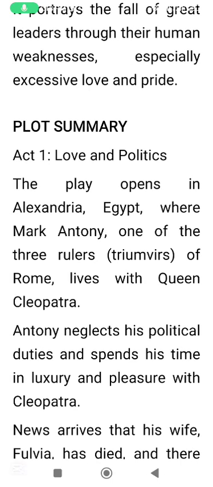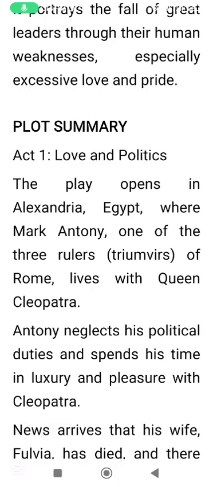So in the play, we have Act 1. Act 1 centers on love and politics. So there is going to be a conflict between love and what now? And politics. So the play opens in Alexandria. That is one of the settings. This Alexandria is actually in Egypt.